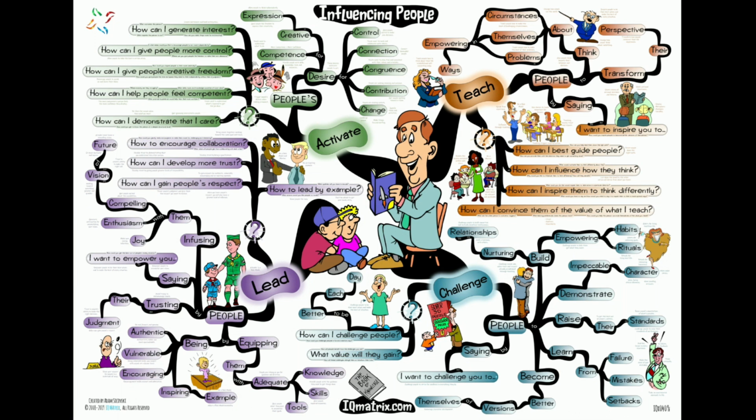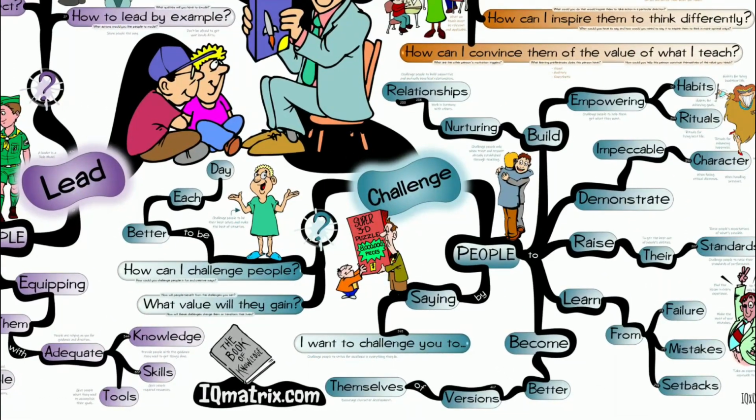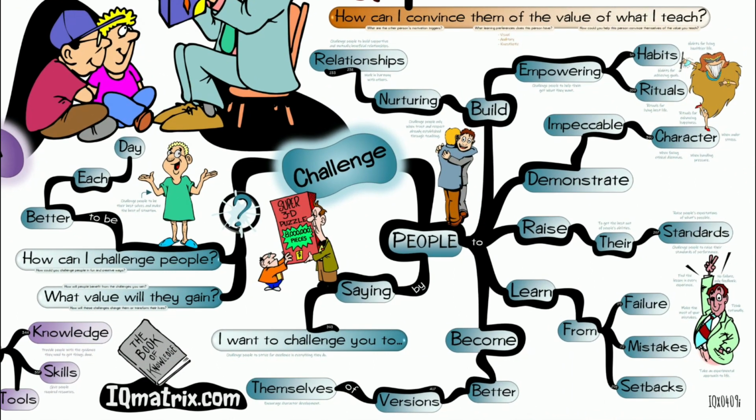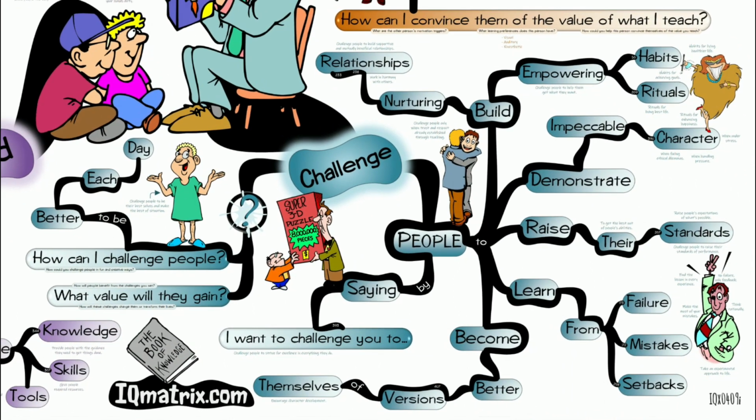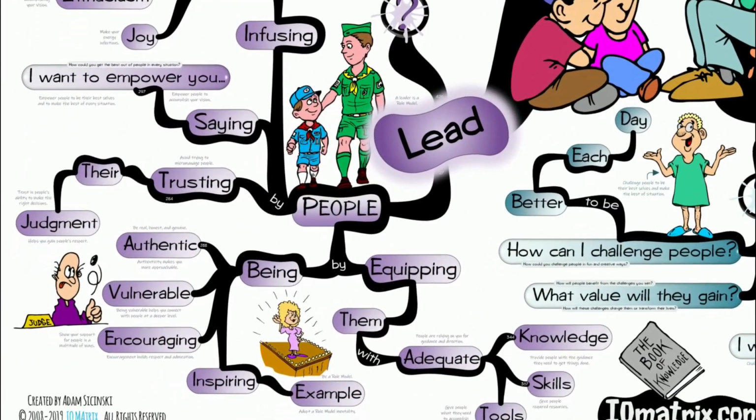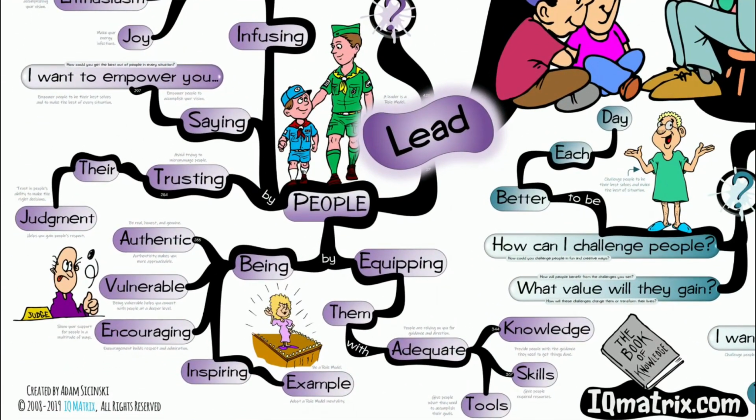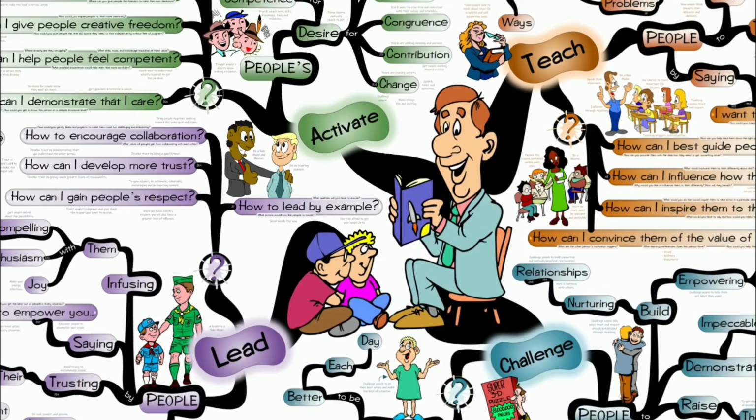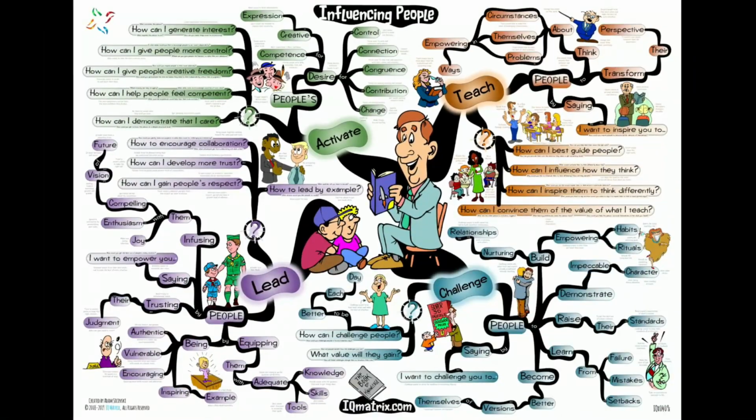And this is a very subtle form of influence. I hope you're seeing that when people are teaching you, inspiring you through life lessons, through stories, through personal experiences, it's not a forced form of influence. It's a very subtle form of influence that we don't even see coming. When people challenge you to do certain things, to be a certain way, in this specific way that we discussed in this branch, that's again a very subtle form of influence. Being authentic, vulnerable, encouraging, setting an inspiring example, providing people adequate knowledge, skills, again, a very subtle form of influence. And activating these human desires, again, a very subtle form of influence.